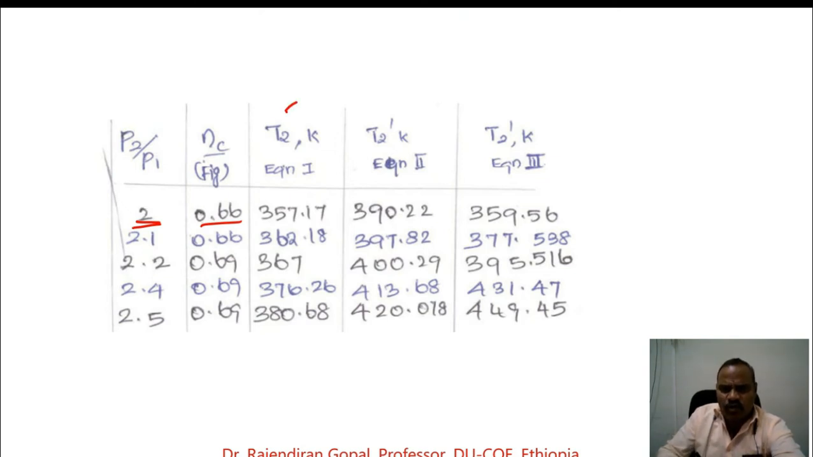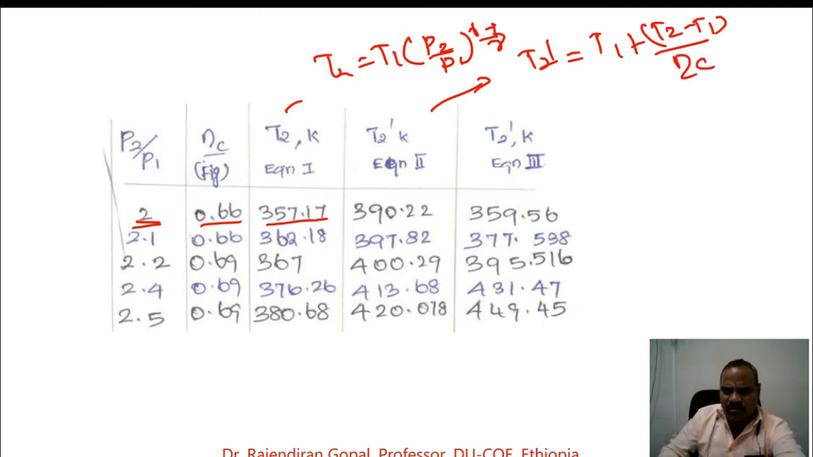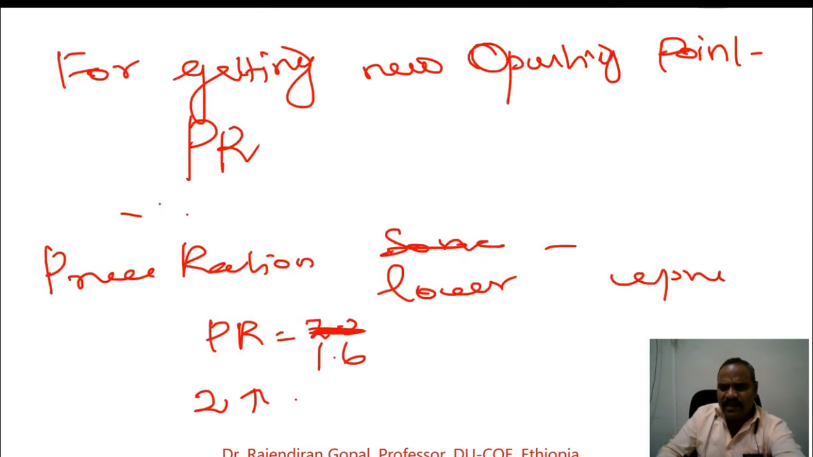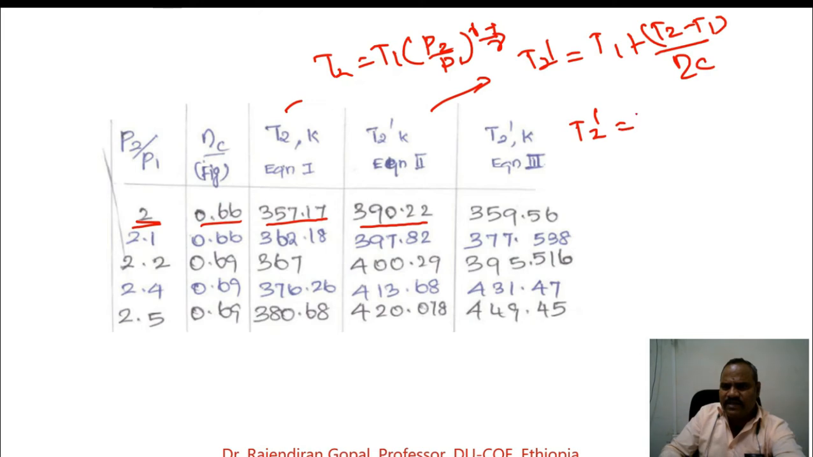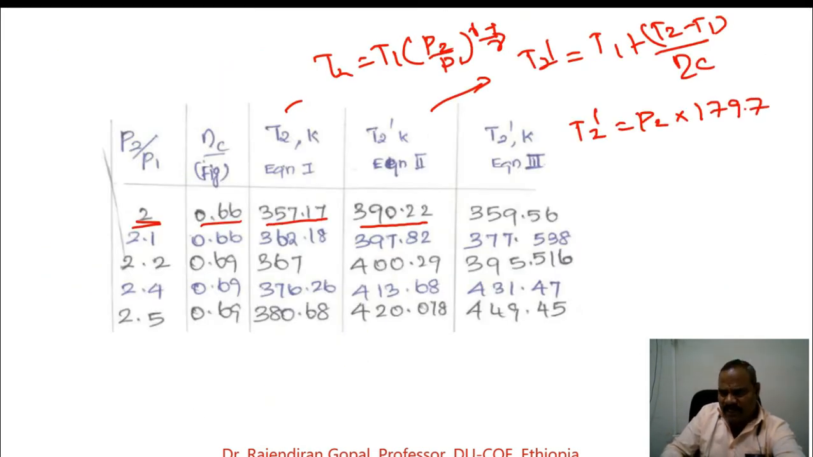Then from the equation 1, T2 is equal to T1 multiplied by P2 by P1 whole to the power gamma minus 1 by gamma. Then we get 357.7 Kelvin. Then thus T2 minus T1 divided by efficiency of the compression, we get T2 dash is equal to 390.2. Then from the equation 3, we observed that T2 dash is equal to P2 multiplied by 179.78. So we get from this equation 359.56 Kelvin.